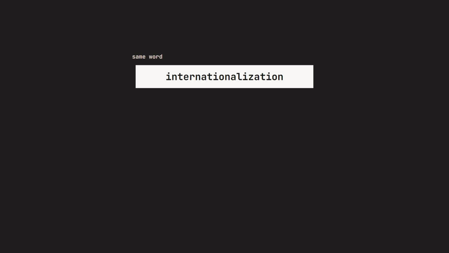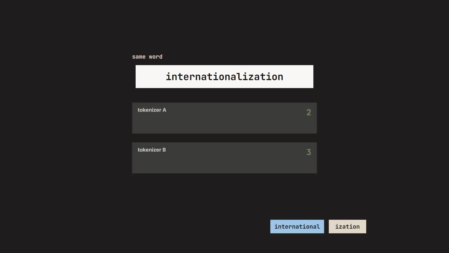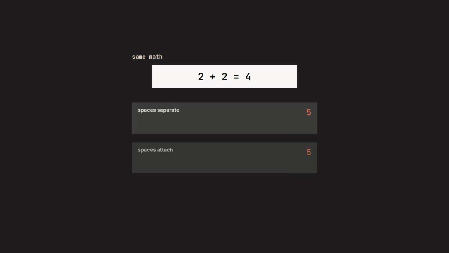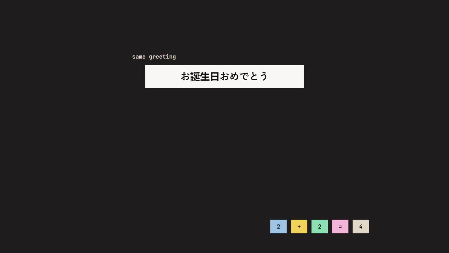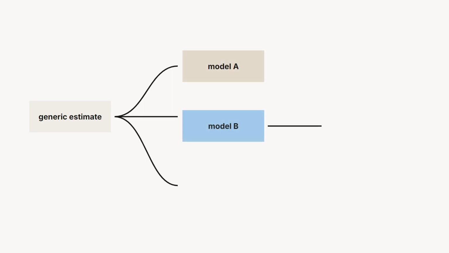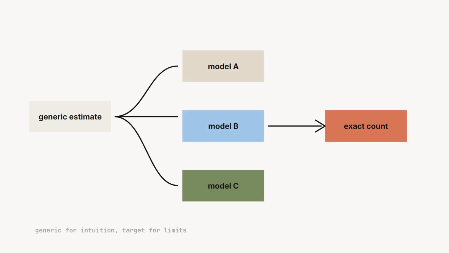This is also why token counts are model-specific. In OpenAI's tokenizer examples, a long English word splits into 5 tokens under older encodings and 6 under newer ones. A simple math expression changes count because spaces are grouped differently. A Japanese birthday greeting becomes much more compact under newer encodings than under older ones. You have to be aware that each model family uses its own tokenizer, and you need to measure with the one you are actually going to call.